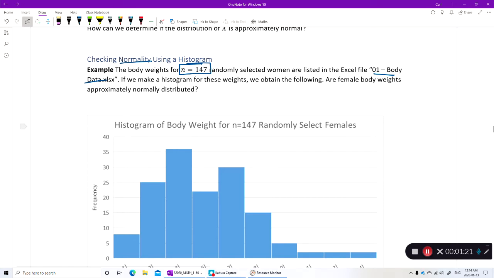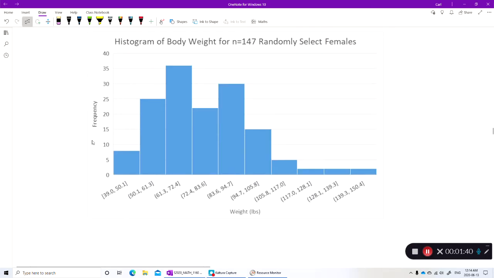Now I don't have to open that because I've already made the histogram right here. So if we make a histogram for these 147 weights, we're going to obtain something like the following. From this picture, we can get a rough sense if female body weights are approximately normal. So what are we looking at? Well, we're looking at the overall shape of this thing, and the conditions for normality.